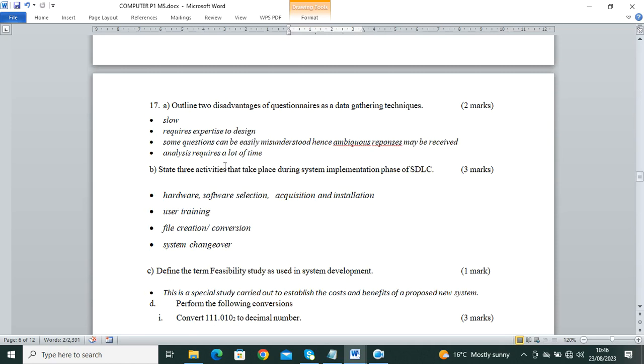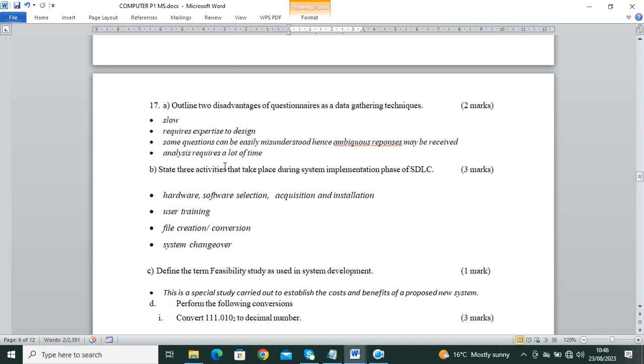Question number 17, outline 2 disadvantages of questionnaires as a data gathering technique. Remember, this one also is Form 3. Remember, if you want to pass Paper 1, you must master Book 3. There is no secret there. Book 3 must be at your fingertips. Outline 2 disadvantages of questionnaire.